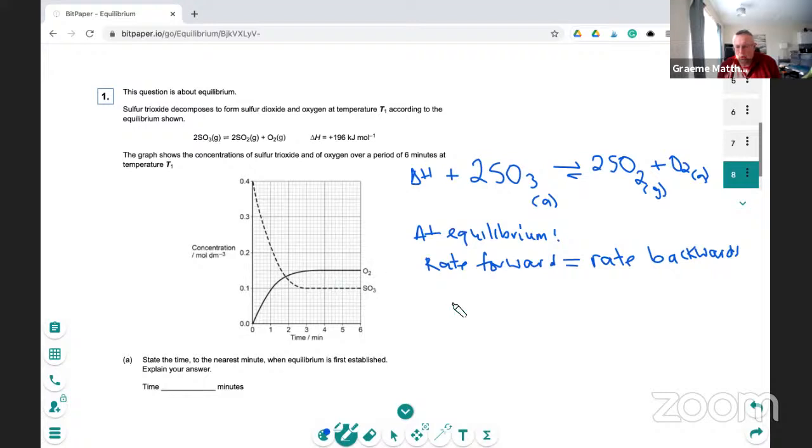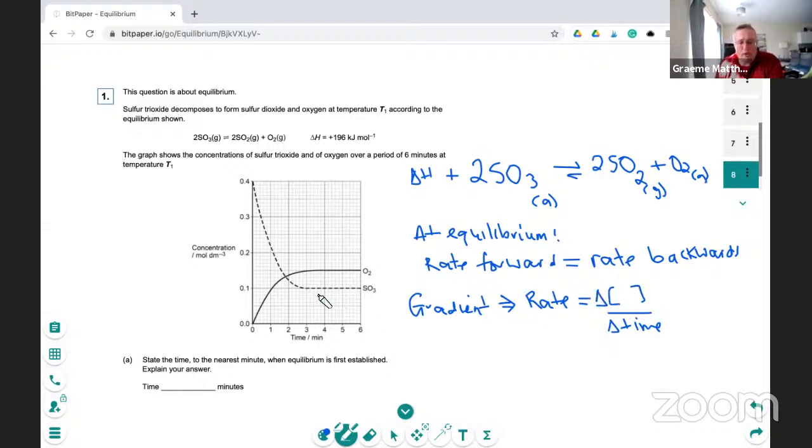But how does this link into the graph? Recall from GCSE, the gradient, the slope, is that not equal to the rate? You'd say, well, okay, why? Because rate is equal to the change in concentration over the change in time. I'll put my little delta symbol there for change of concentration.